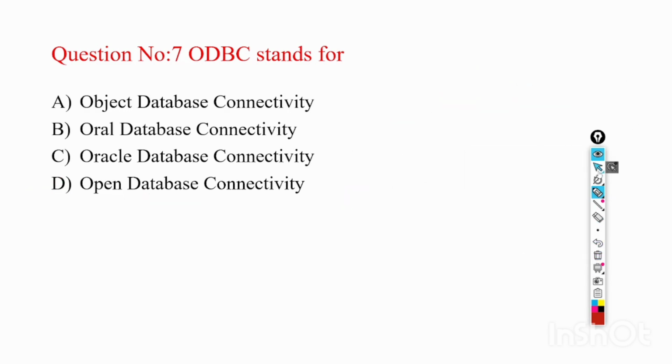So open database connectivity is a standard interface. It is nothing but one interface to connect the applications with the database. Okay. The open database connectivity is nothing but one interface. So what is an interface? An interface is nothing but a mediator. So it is connecting the applications with the database.